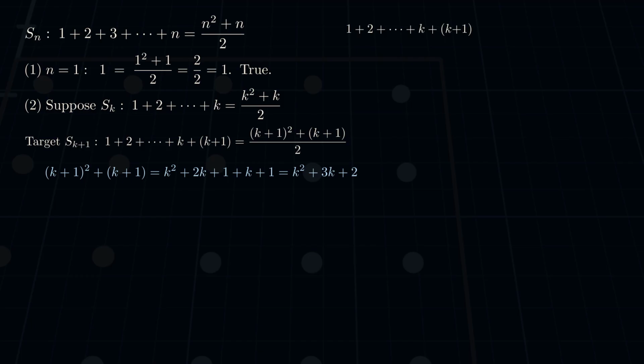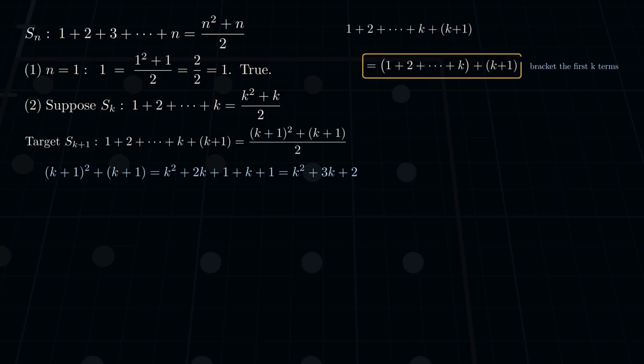Now work. Start at the left side of S(k+1). 1 plus 2 up to k plus (k plus 1). Bracket the first k terms. That bracket is the left side of S(k), so by the inductive hypothesis, it equals (k squared plus k) over 2. So we have (k squared plus k) over 2 plus k plus 1.